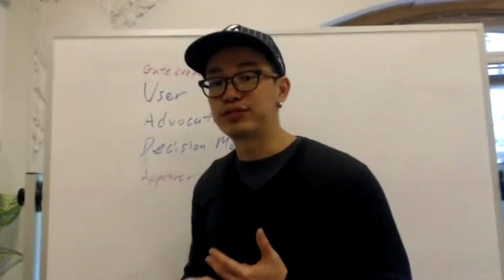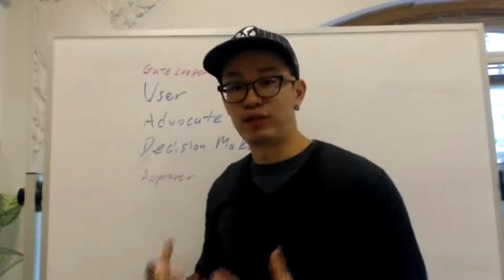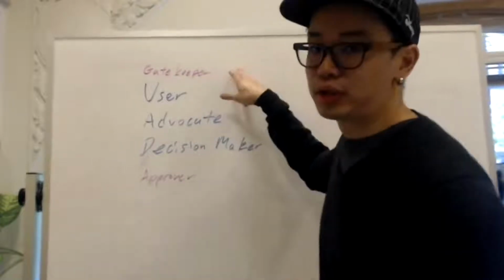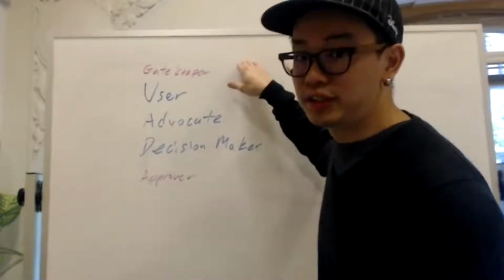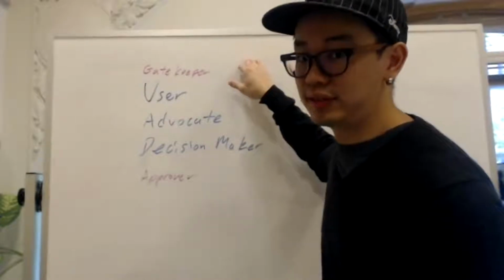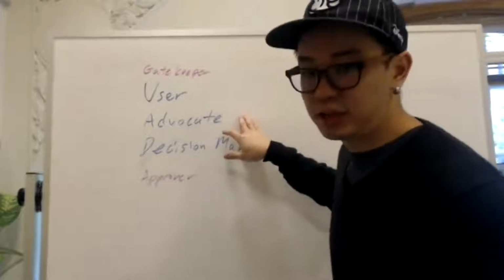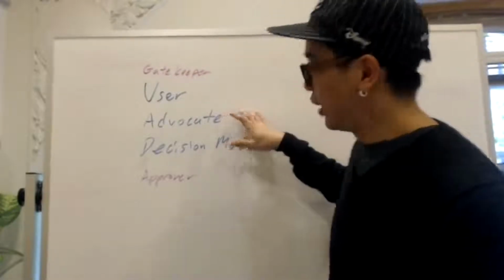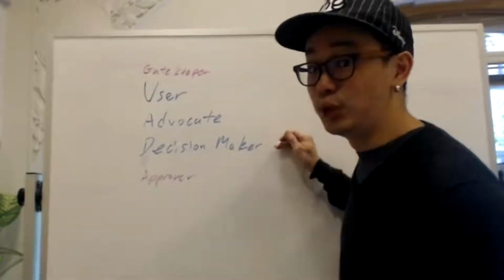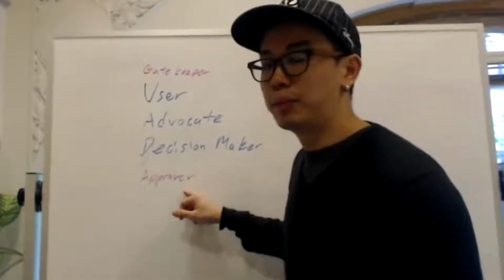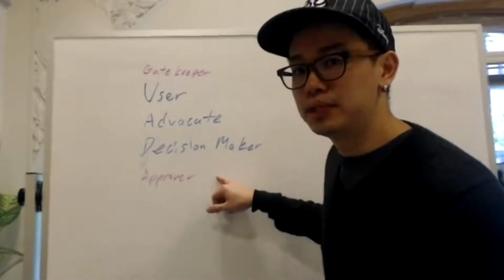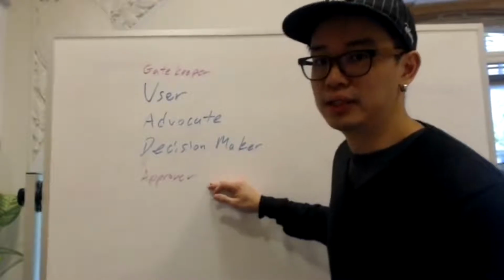Let's say I'm trying to sell sales analytics software. The gatekeeper could be the receptionist, or it could be the executive assistant, right? The user could be the sales reps. The advocate could be the sales manager, and the decision maker could be the CEO. But then I might have to go through some approvers, like the IT department, or maybe even the financial department.